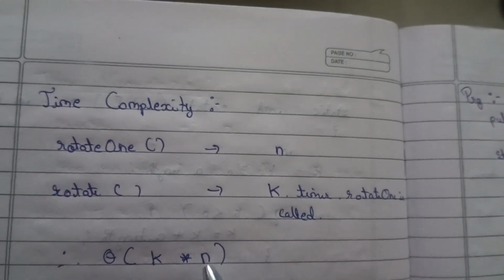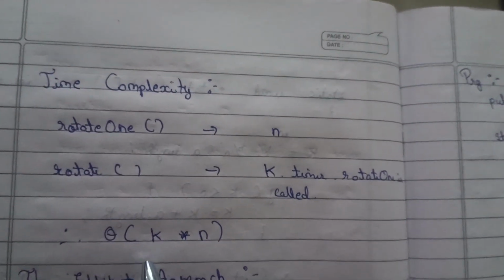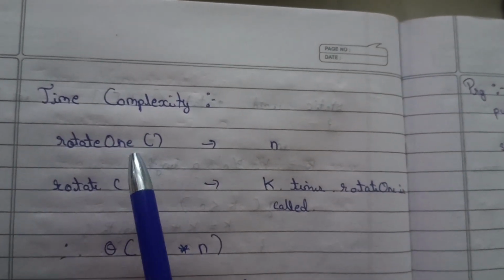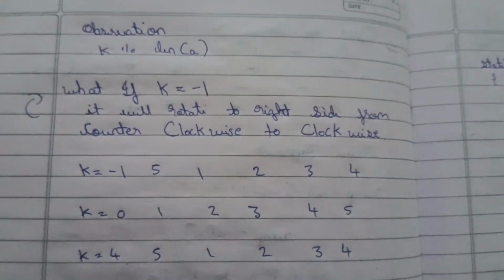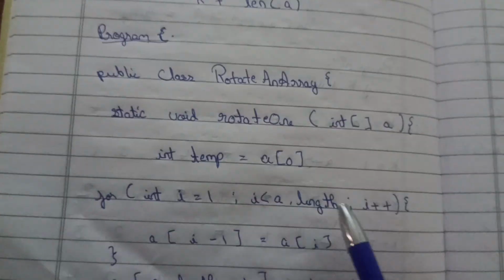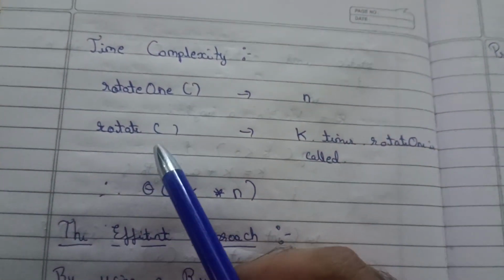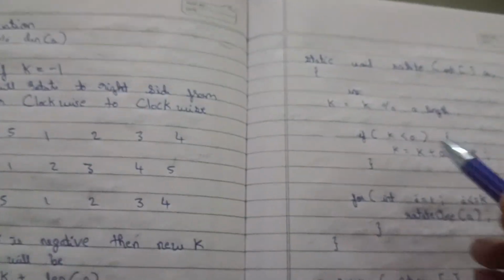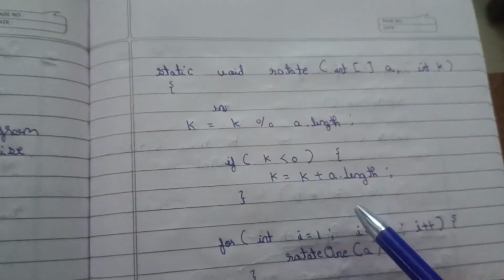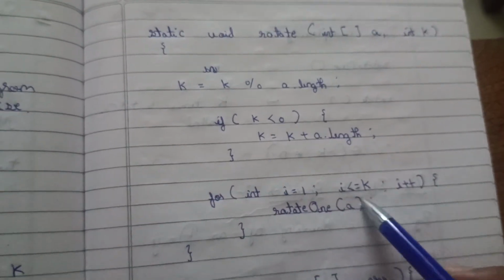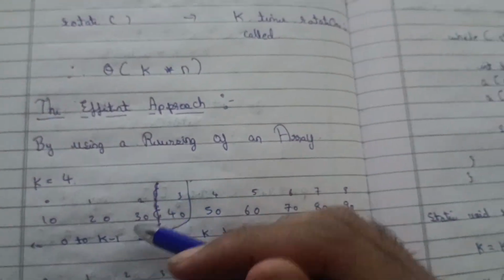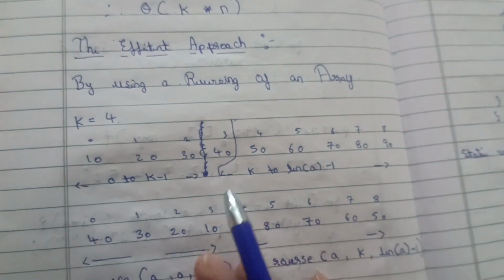Time complexity of this program is k times n. So rotate 1, which is this function, will run till the length of the array, so n, and this rotate function we are calling k times in the rotate method. So it is k into n, big O of k into n. So now we will see the efficient approach.